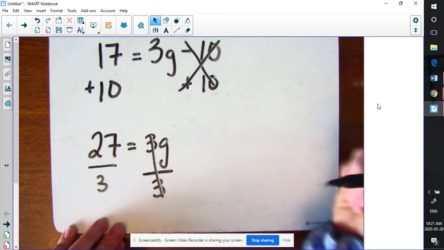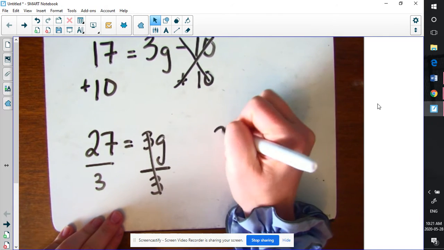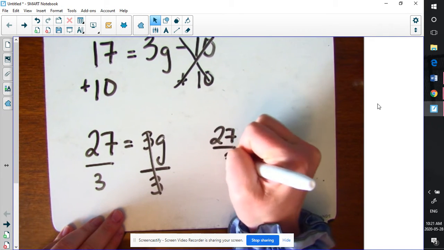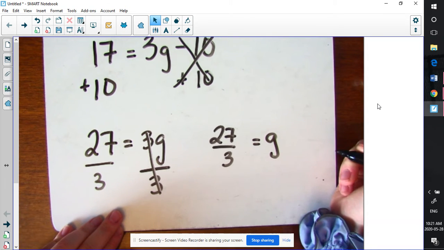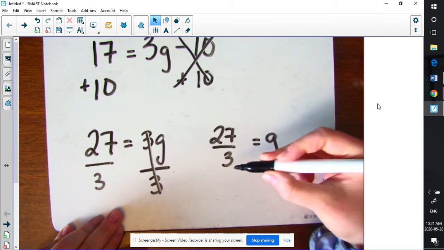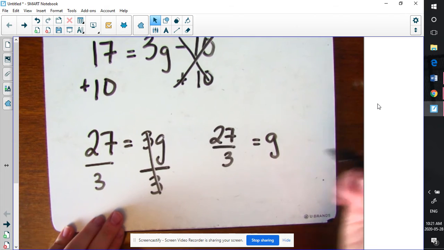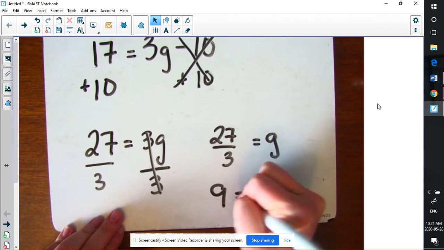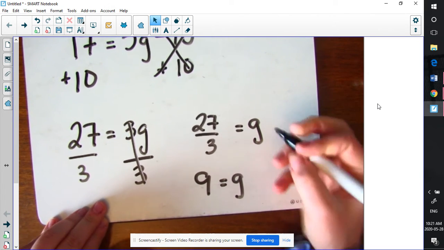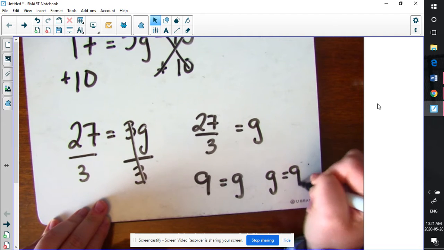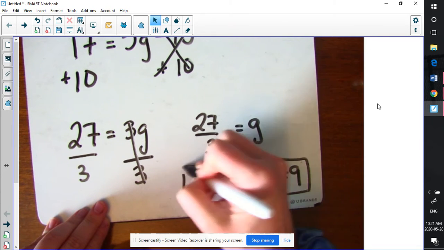These 3's cancel. So I have 27 divided by 3 equals G. 27 divided by 3 is 9. So 9 equals G. Or if you want to rewrite it as G equals 9, both of these are correct.